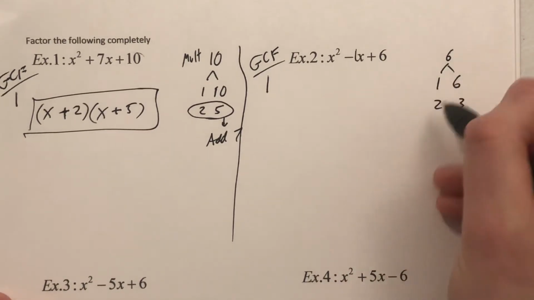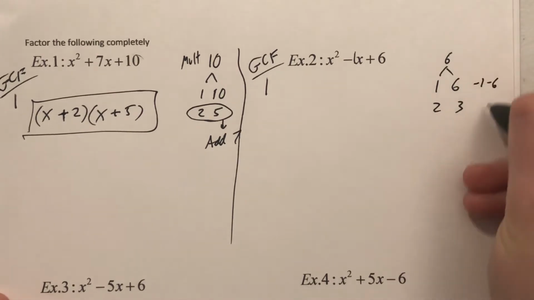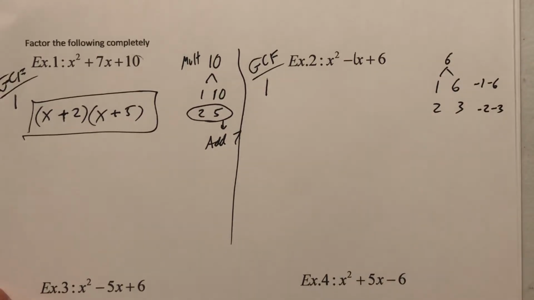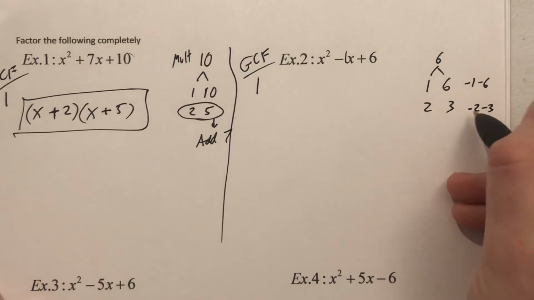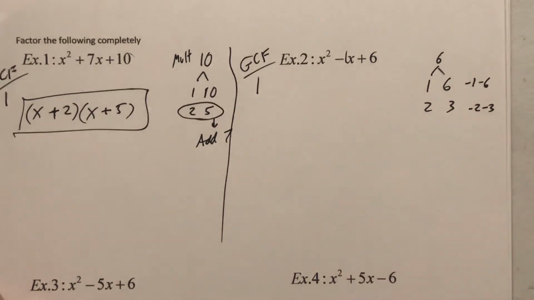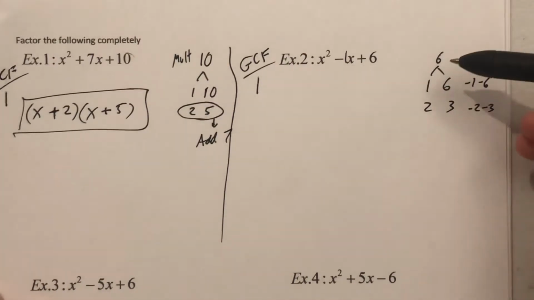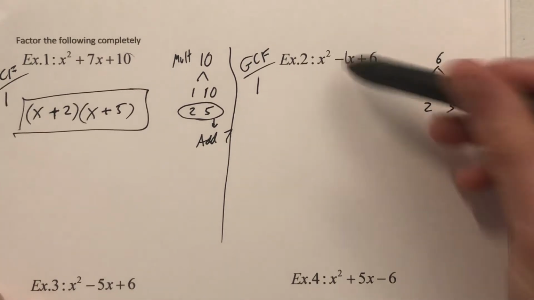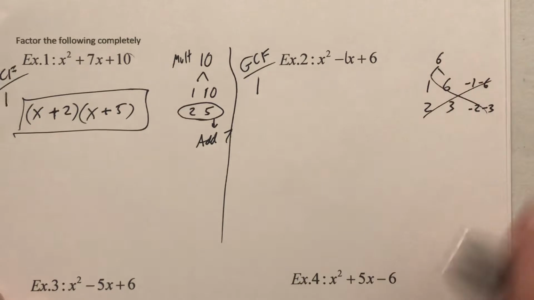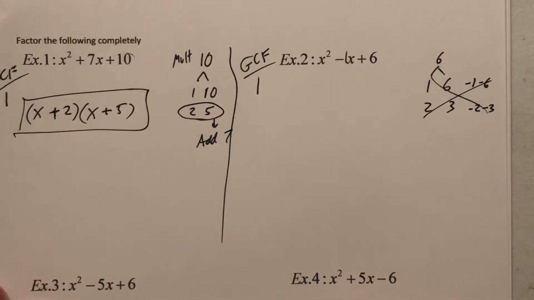So basically, those are your options: negative 1 and negative 6, or negative 2 and negative 3. Those four pairs are the only pairs that multiply to a positive 6. And none of those add to a negative 1. None of those work. So we just tried the number game, and none of the pairs worked.